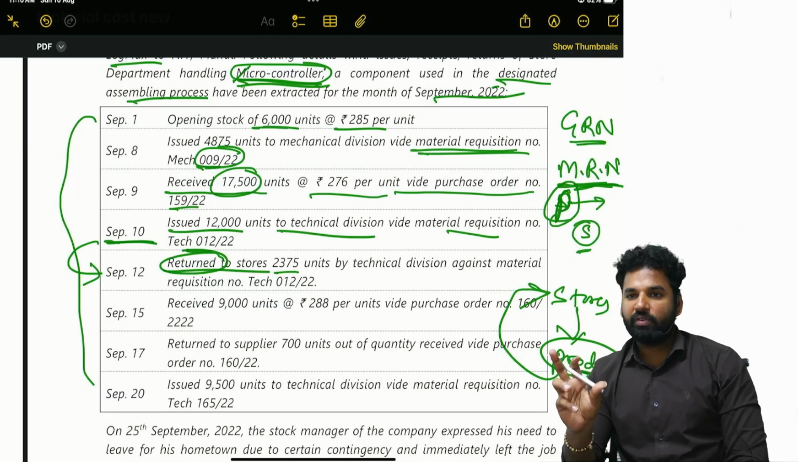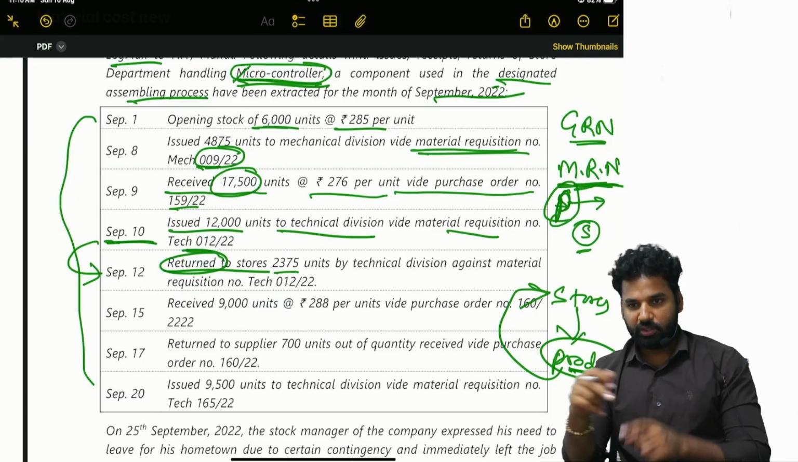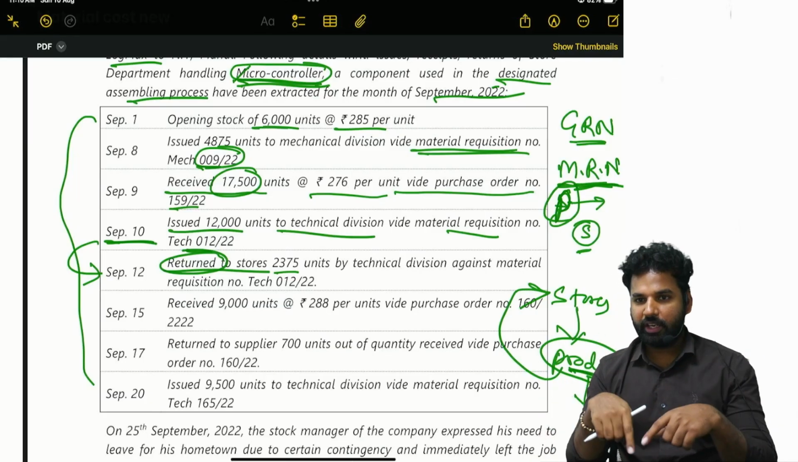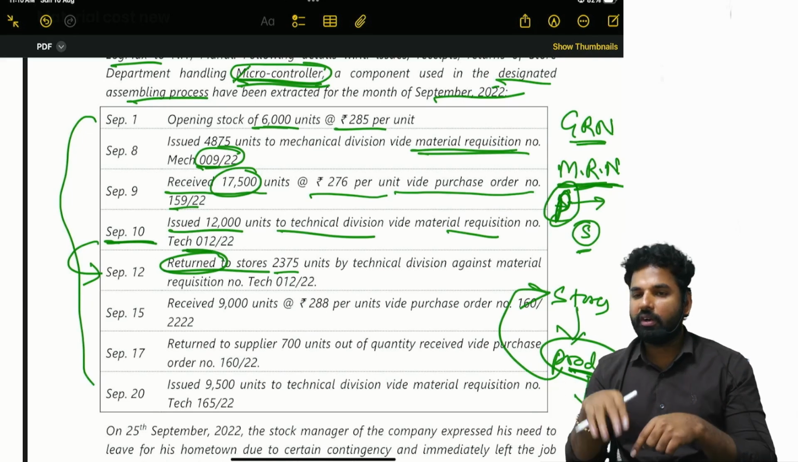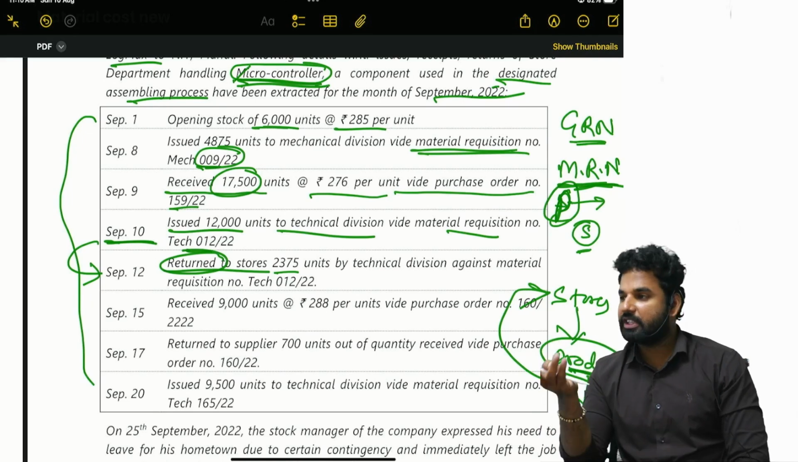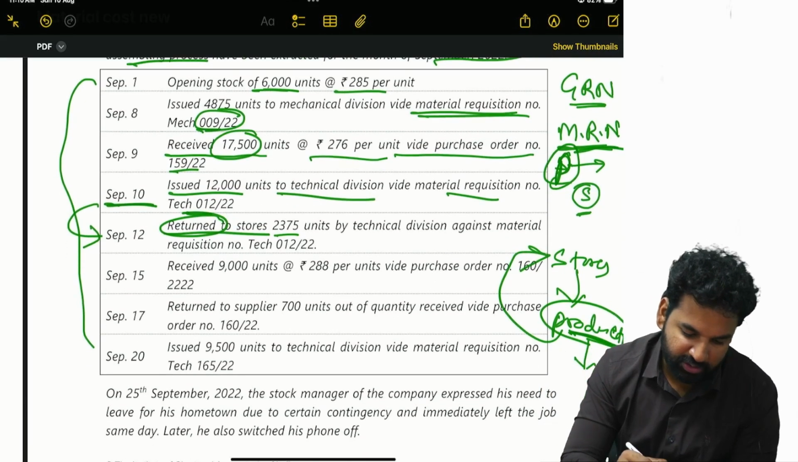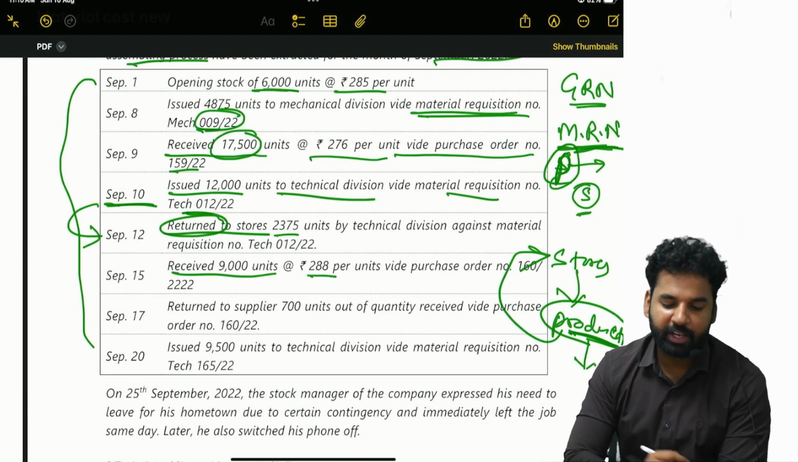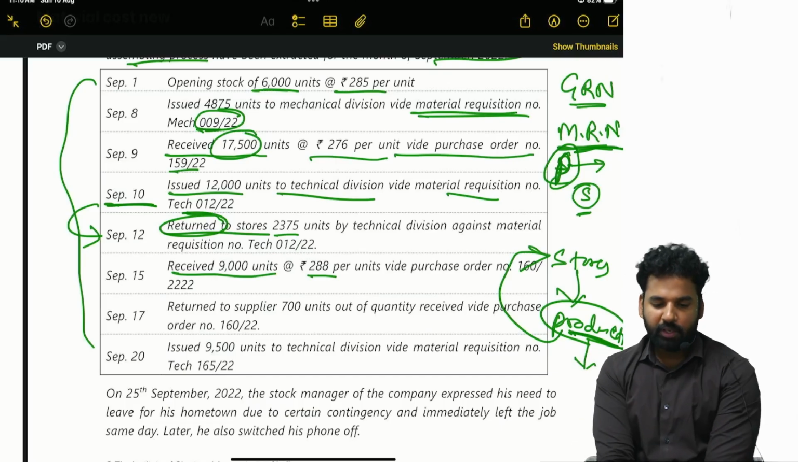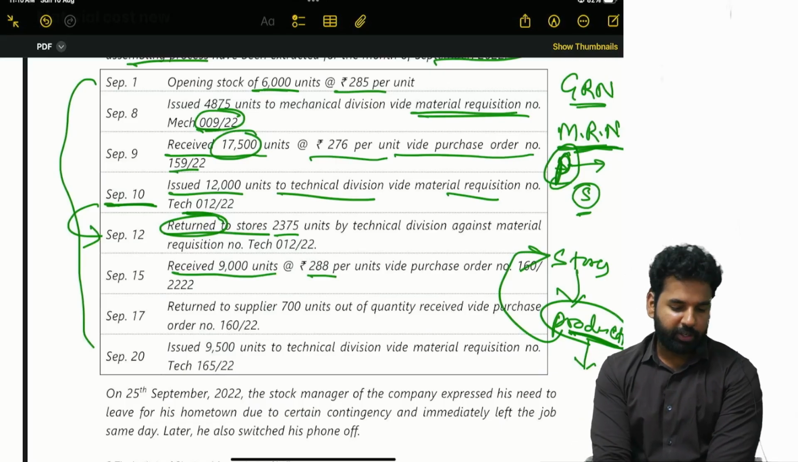Likewise there may be a transfer. Whenever there is a transfer, we don't consider that transaction in the ledger. We will not consider the transfers, we will just consider returns. If returns are there, how will we consider them? We will consider them as receipts. Okay, right. So next received 9,000 units at 288 per unit, vide purchase order number 160 by 22.